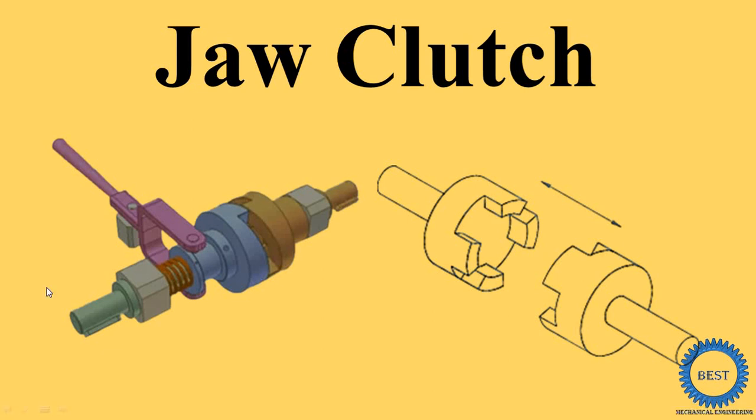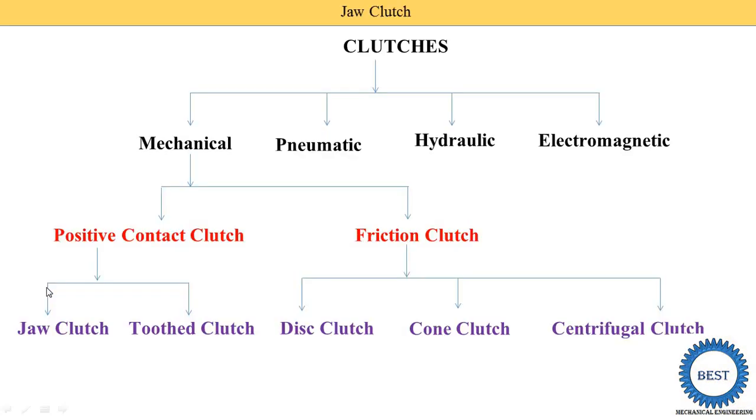In this video, I explain jaw clutch. Jaw clutch is one type of mechanical clutch. In a mechanical clutch, there are two types: one is the positive contact clutch and the second is the friction clutch.